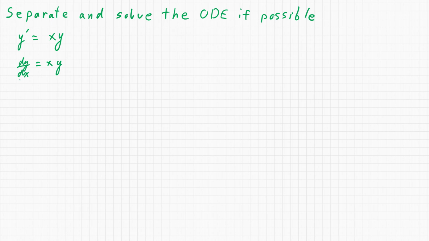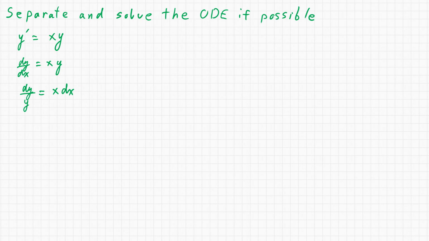As usual, we're going to multiply by dx to get the dx out of the dy dx. And in this case, we're also going to divide by y. So multiply each side by dx, divide each side by y. If we do that, we end up with dy over y equals x dx. And perfect, that's separated. I have all the y stuff on one side of the equation. I have all the x stuff on the other side of the equation.